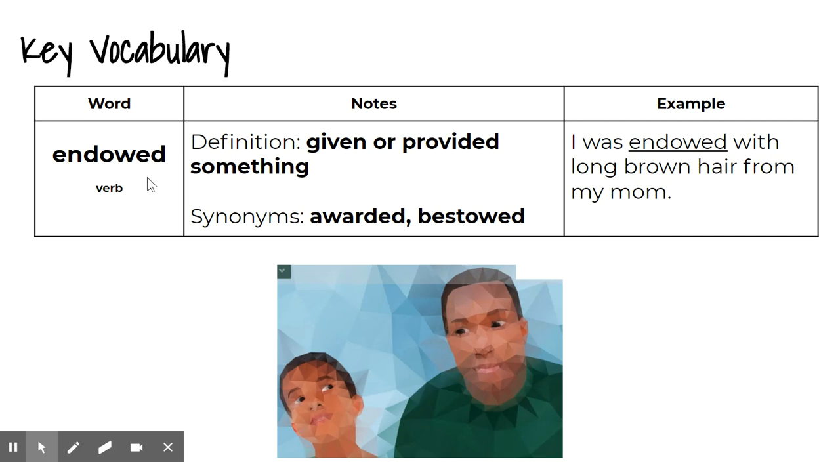Endowed is the next word. Endowed means to be given or provided something. Synonyms could be awarded or bestowed. I was endowed with long brown hair from my mom. So you can see in this context, it's something I inherited.